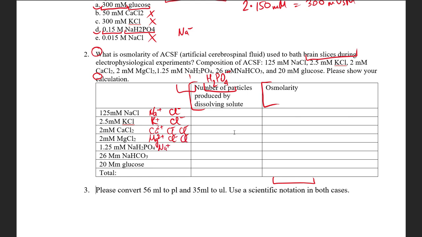Here we have sodium and the hydrophosphate. Here we have the sodium and hydrocarbonate. Finally we have the glucose as the single particle. So 1 here, 2, 2, 3, 3, 2, and 2. And now what we need to do is multiply this number by the molarity of the solution. So it's 250 milliosm. 2.5 times 2 is 5 milliosm.